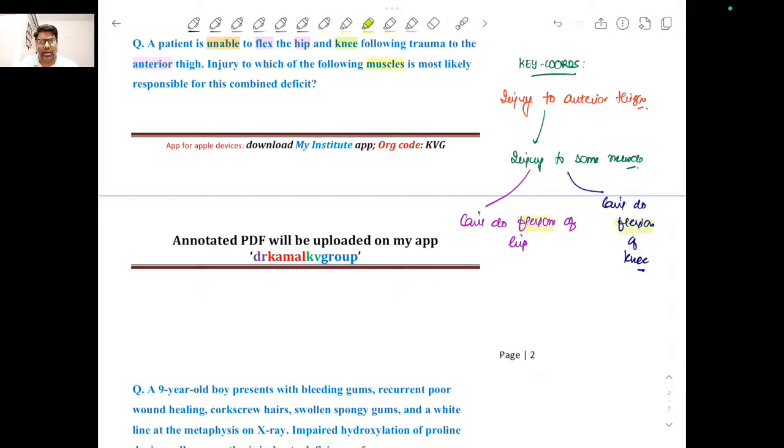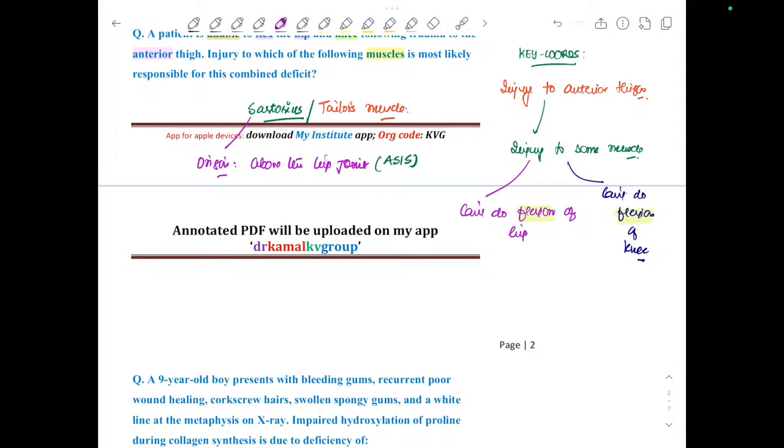So, the only anterior compartment muscle of the thigh which causes flexion of hip and flexion of knee is sartorius. Clear? So, this muscle is sartorius, also known as Taylor's muscle, and suppose if you want to sit cross-legged on floor, we need this muscle because it originates above the hip joint from anterior superior iliac spine and it inserts below the knee joint, on the medial part of upper tibia, clear.